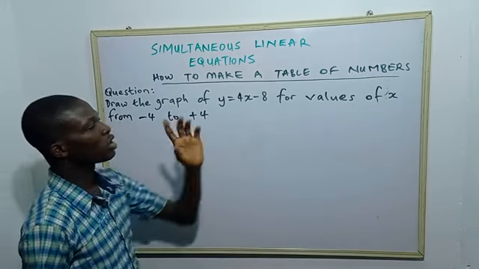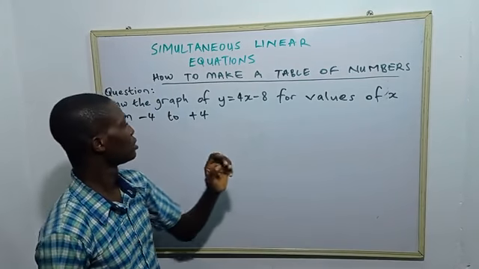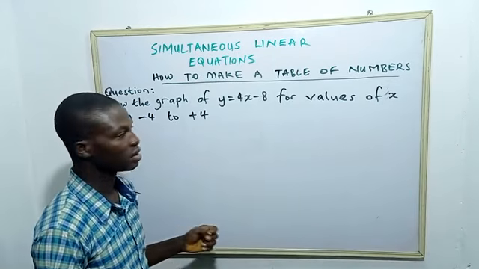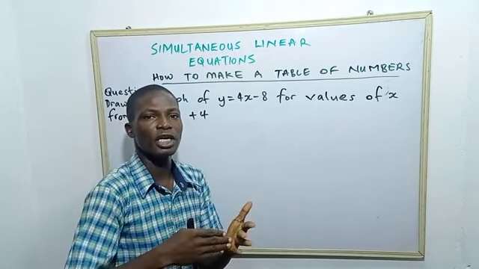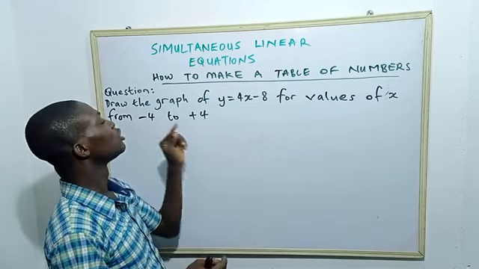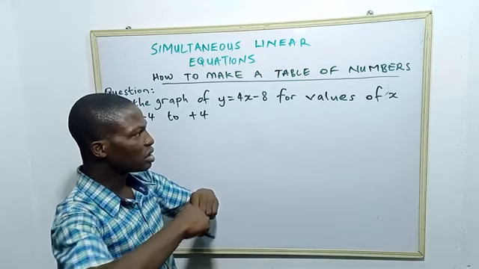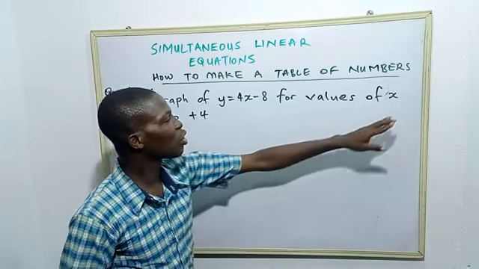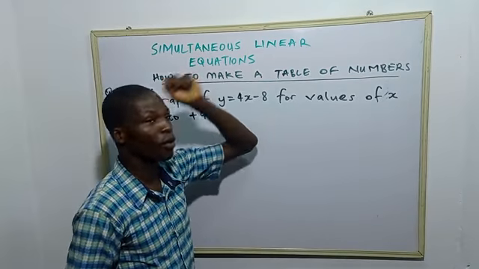What makes x a variable is that we have so many numbers. The word variable comes from vary. It could be minus 4, it could be plus 4. It could vary. That's why they call the x and the y variables.